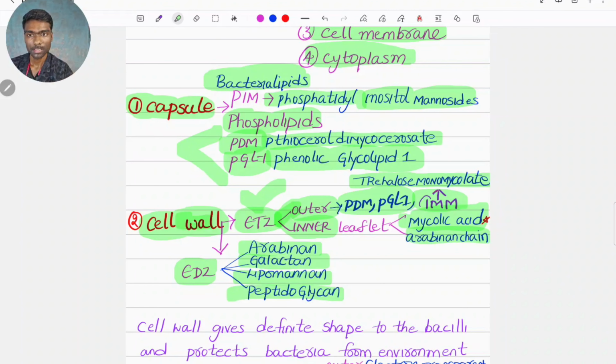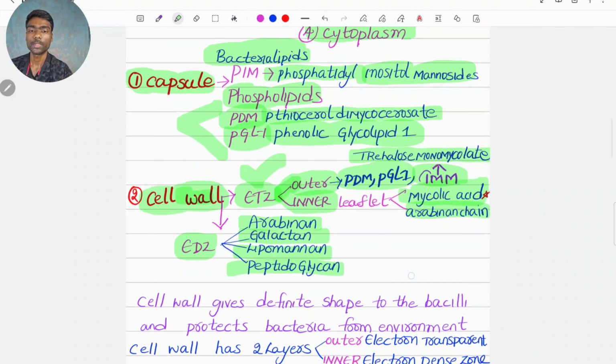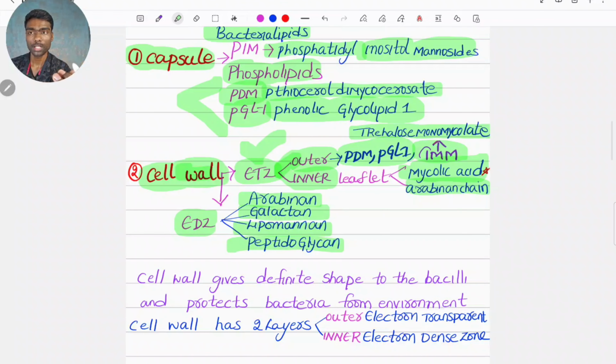Next, below the capsule, the cell wall. It is divided into two: outer transparent zone and inner dense zone. The transparent zone is again divided into two: outer leaflet and inner leaflet. The outer leaflet has two things from the capsule: PDM, PGL. Only one extra thing: TMM, trehalose monomycolate. Below it, the inner leaflet contains only two things: mycolic acid and arabinine chain.